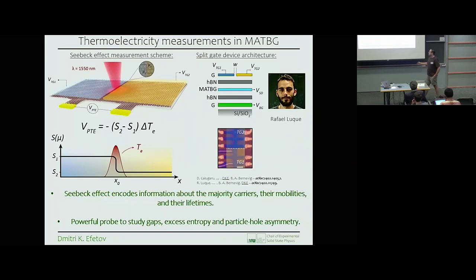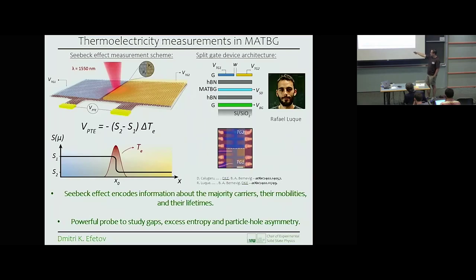We have 2 split gates on top of the twisted bilayer graphene. These 2 split gates we can use to locally modulate the carrier concentration, the Fermi energy, in the 2 different regions of the device. We can put 2 electrodes along the direction of this split gate, and then we can also apply a heating pulse in terms of laser light that locally heats the electronic temperature in the device. And basically, the schematic that you can see here is the following.